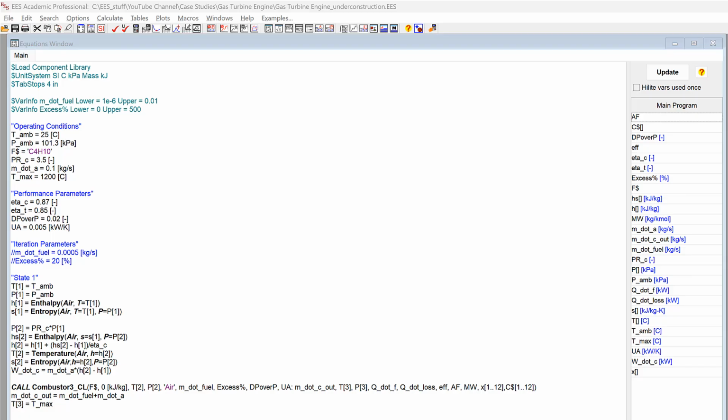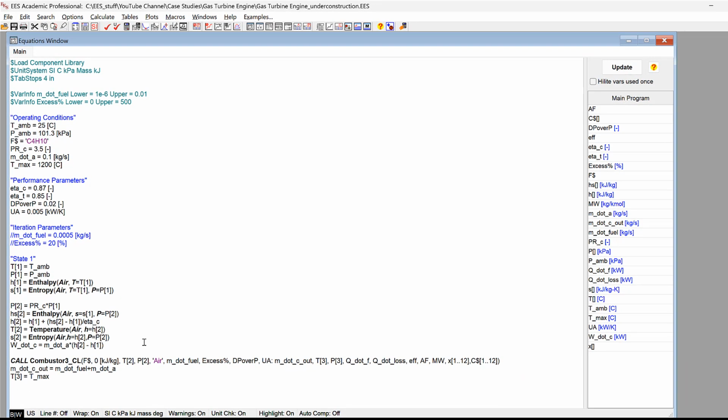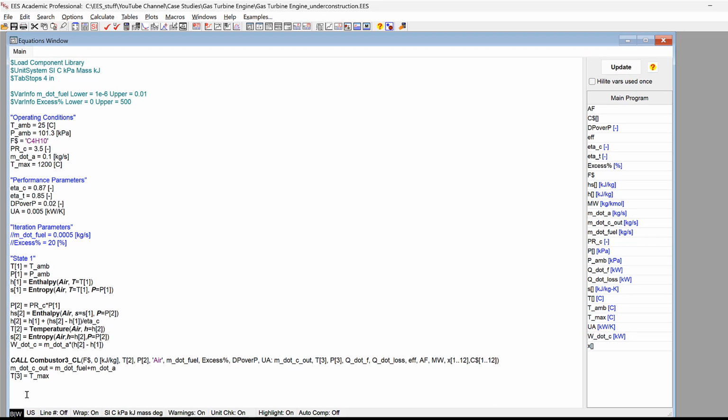Okay, so simulating the turbine is actually a little tricky because we do not have a pure substance going through it, but rather a mixture of gases. So we're going to have to make sure we're using the right properties for that mixture. But there are some routines in EES that provide properties for ideal gas mixtures, so we'll use those.